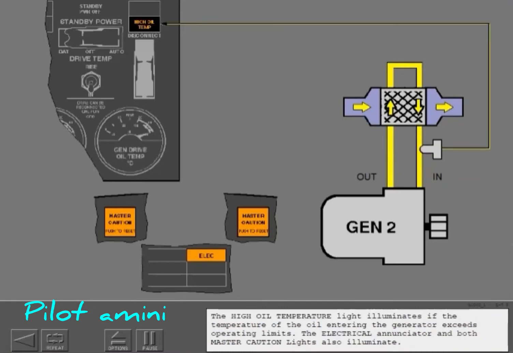The high oil temperature light illuminates if the temperature of the oil entering the generator exceeds operating limits. The electrical annunciator and both master caution lights also illuminate.